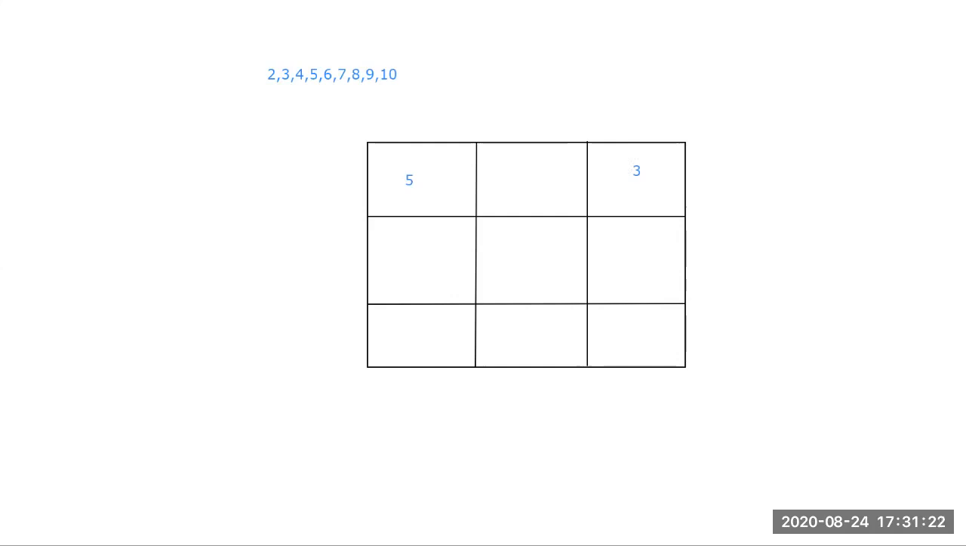Now the easiest thing. You have to subtract 1 from this 5 to get 4. 5 minus 1 is 4, so put the 4 here. Then 4 plus 2, which is 6, you have to put it here. Then 6 plus 2, which is 8, you have to put it here.